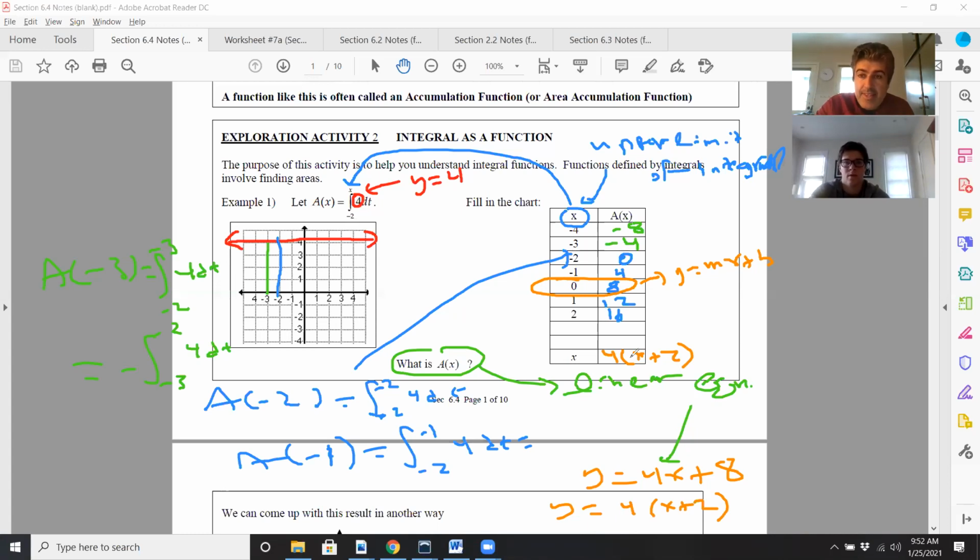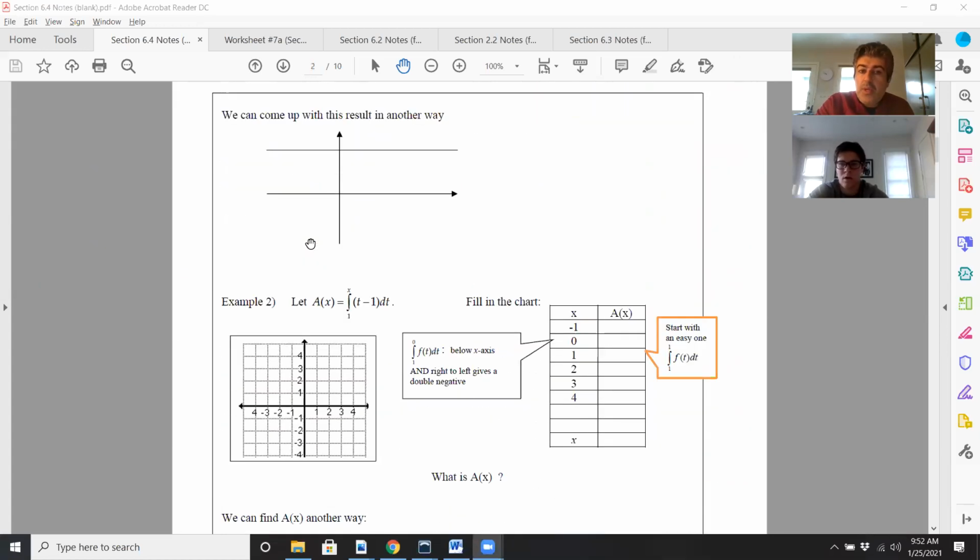Now, why is that important? This is the essential part. This is the aha, the light bulb type moment coming up. So we can come up with this another way. Again, remember, we're starting our integral at -2. We're going towards x. I have some area that I'm trying to find. Well, how would I find that area? Isn't that just a rectangle? Base times height?